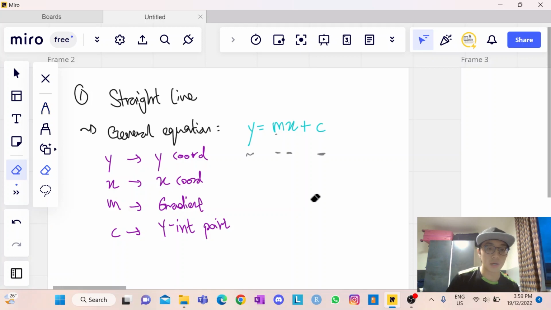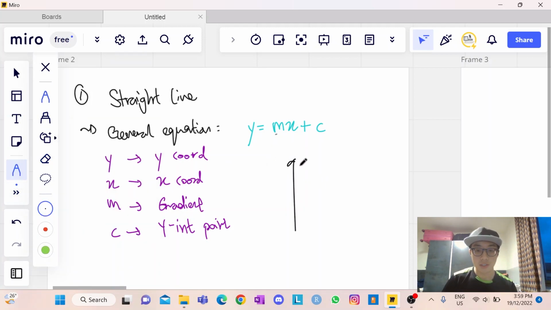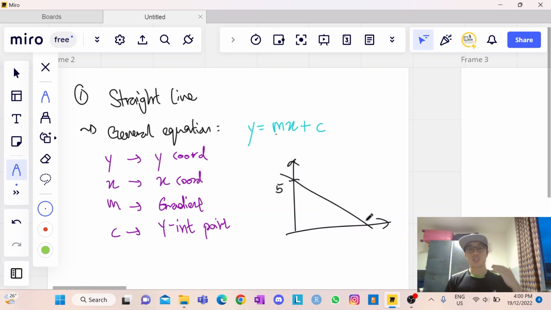If we give a short example, something like this, we will have a straight line like this, and this is 5. By just reading from the graph, we know that the y-intercept is 5. So c will be equal to 5, and this is the height of the line.